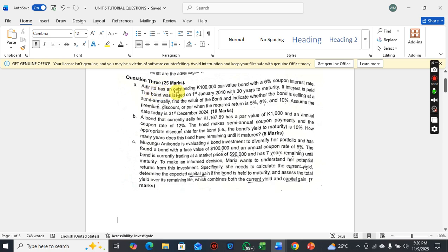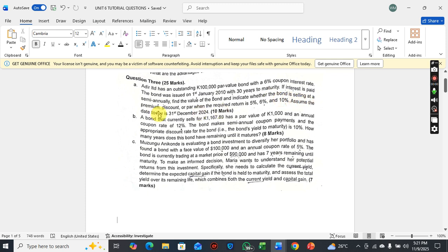Dear Limited has an outstanding 100,000 kwacha par value bond with a 6% coupon interest rate. The bond was issued on 1st January 2010 with 30 years to maturity. If interest is paid semi-annually, find the value of the bond and indicate whether the bond is selling at a premium, discount, or par when the required rate of return is 5%, 6%, and 10%.